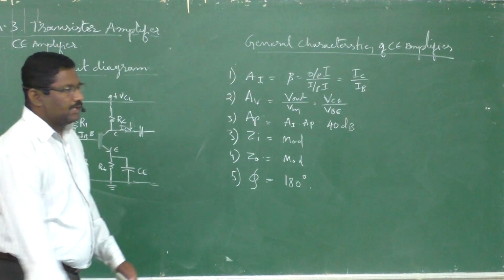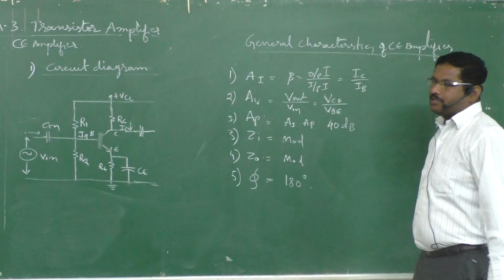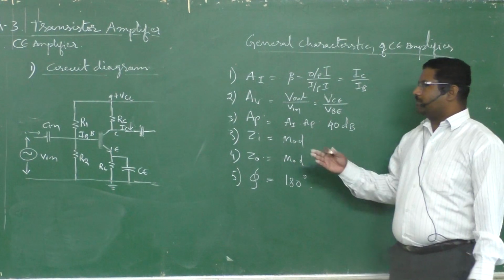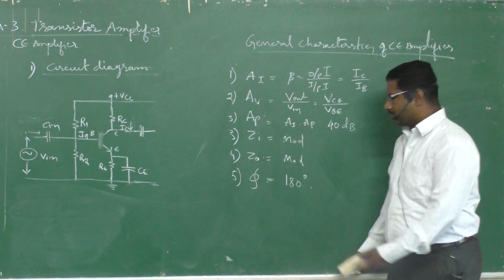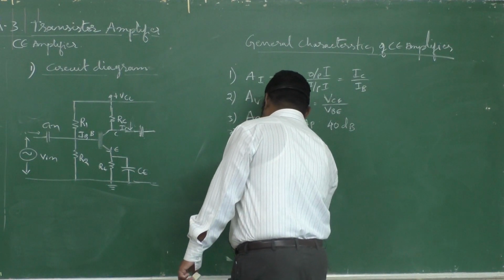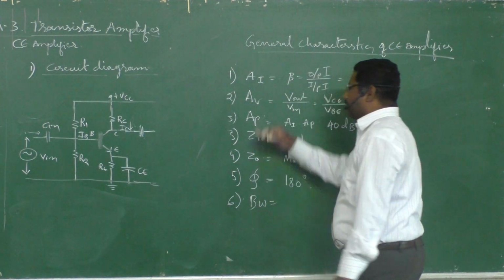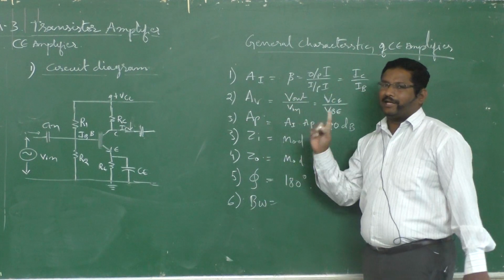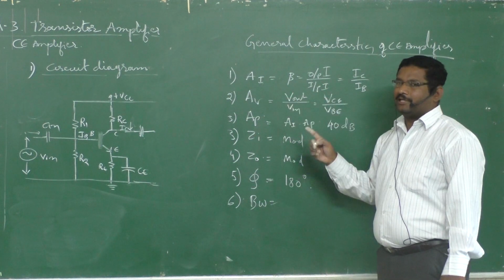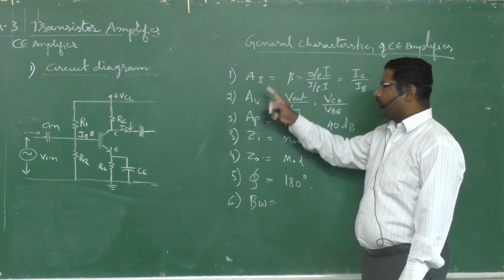Okay. We'll see here the general characteristics of the CE amplifier. So general characteristics of the CE amplifier means, another day we have seen these are the six characteristics. Number 1 is the current gain, number 2 is the voltage gain, and number 3 is the product of first and second. That is, voltage and current is nothing but power. Power is the product of voltage and current.